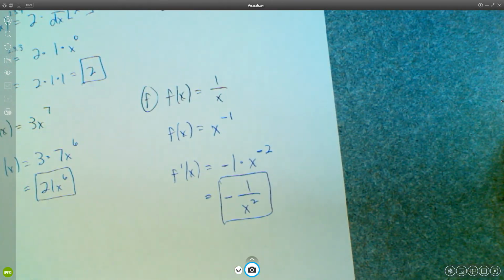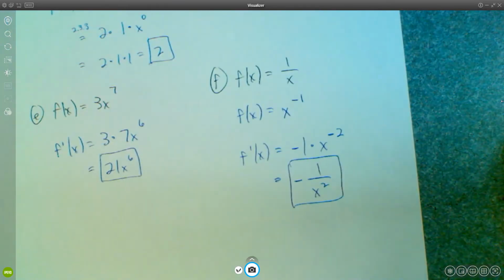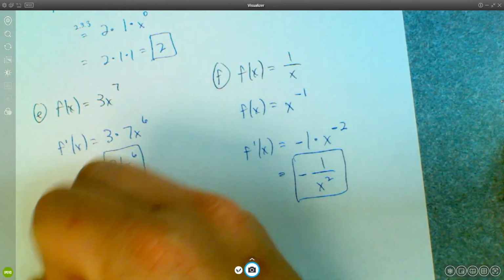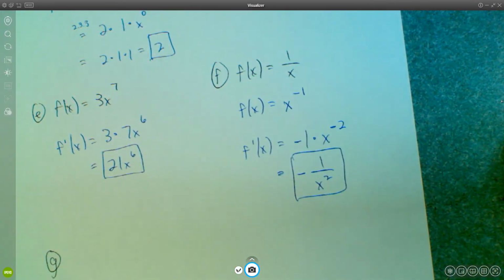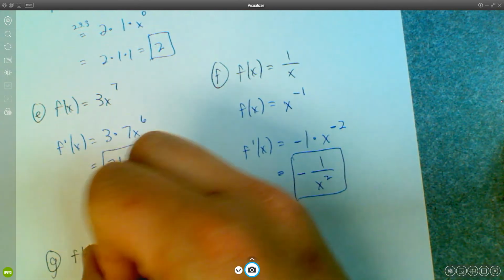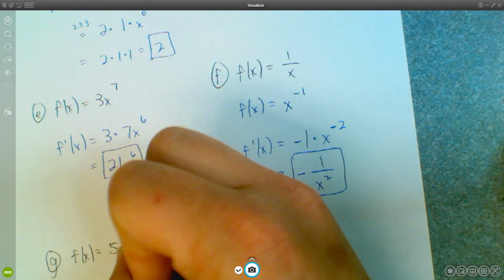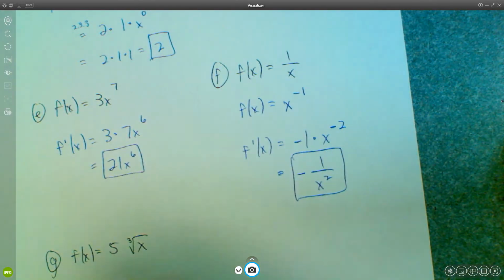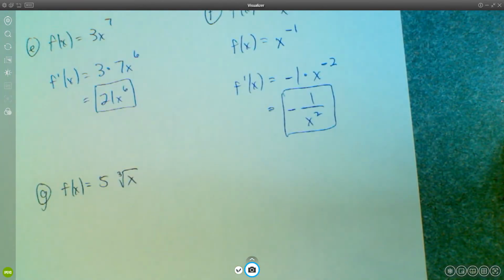So you can see that even with just the 3 rules that we've introduced so far, you get a lot of use out of them. And we're about to give you another rule that'll be pretty nice as well. But let me give you a couple more examples. Let's say that f of x is 5 times the cube root of x. Okay, same deal. You can use power rule on this one.